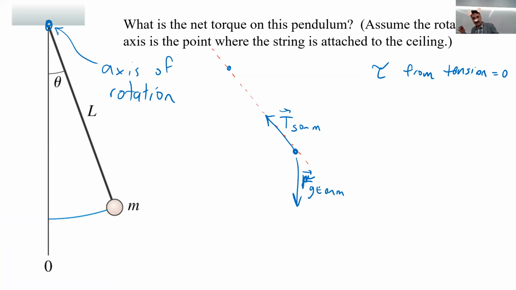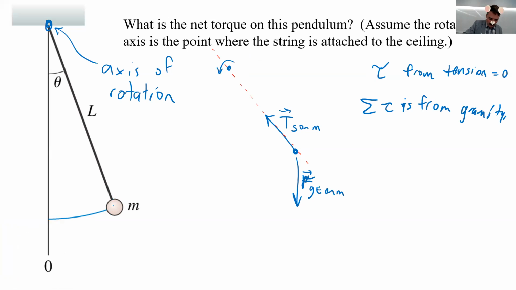Whenever the force line passes through the axis of rotation, then the lever arm is 0, and so the torque from tension is 0. So all the torque actually comes from gravity.